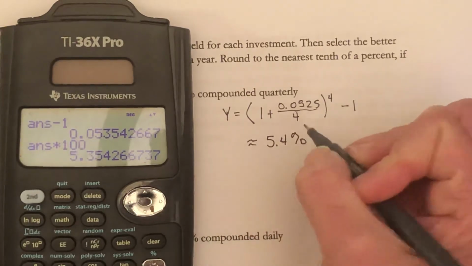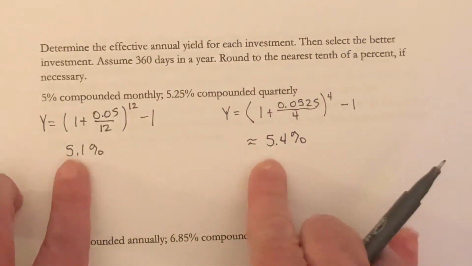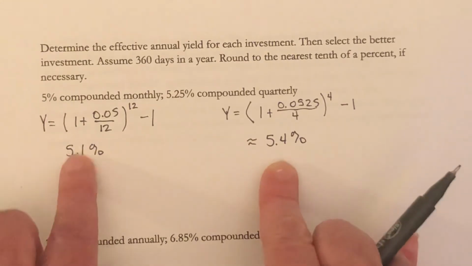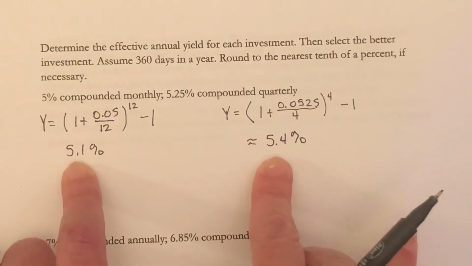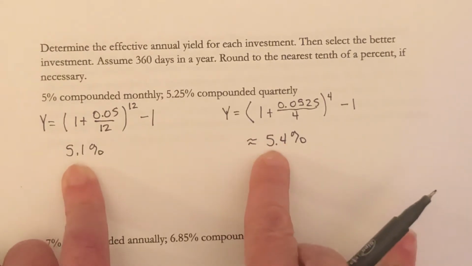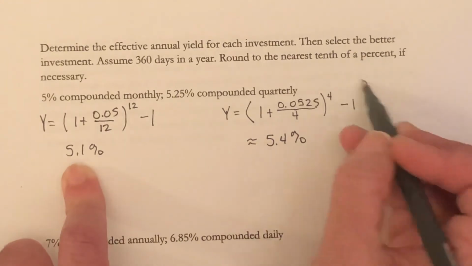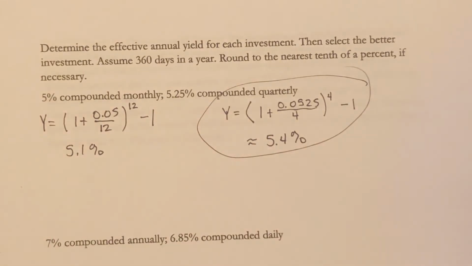So these are our 2 investments. This is equivalent to a simple interest rate of 5.1%. This is equivalent to a simple interest rate of 5.4%. And if you are investing, this is the one you want because you're going to make more money off of that eventually. Now, these are talking about investments. If it's reversed and you're taking out a loan, we call this APR, annual percentage rate. It's the same idea. So if you're going to go buy a car, you want the lowest APR because that's going to be your better financing deal.